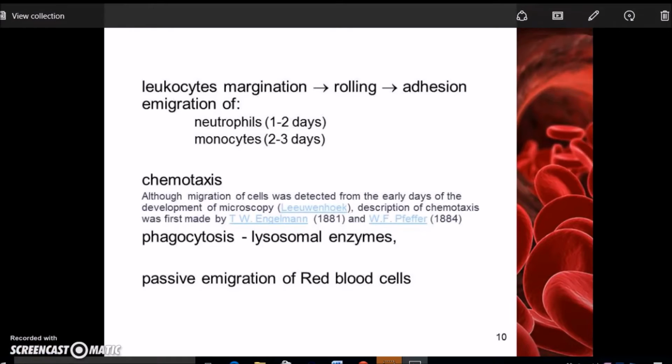So what happens is that the leukocytes marginate, roll, and stick to the tissues, as we've already said. Chemotaxis is the process of movement towards a chemical stimulus. It was first detected in the 1800s by Engelmann and Pfeffer, but it was noticed as early as Leeuwenhoek, who was the inventor of the light microscope.